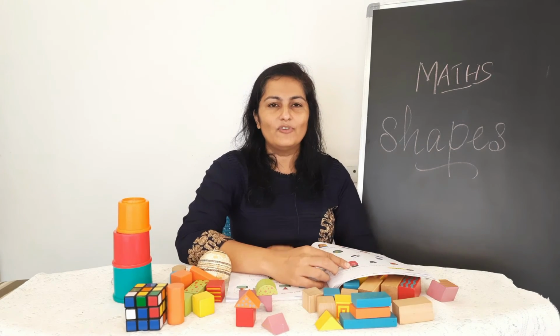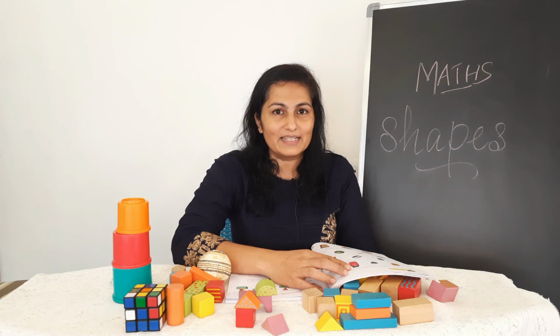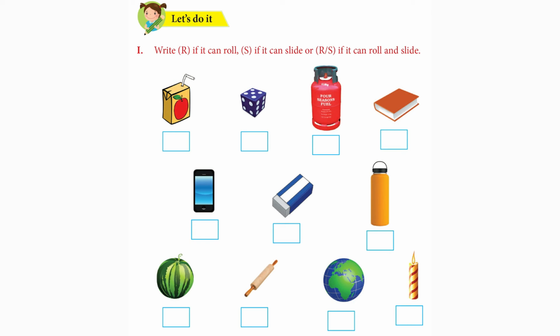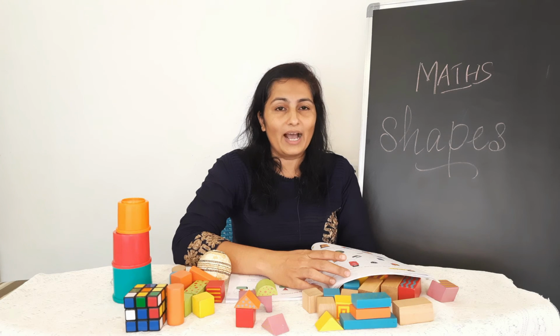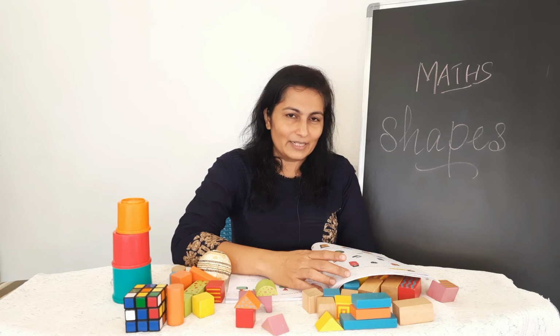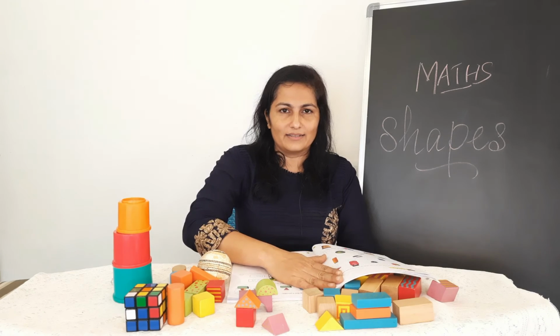There are more fun exercises for you to check whether you have understood 2D shapes and 3D shapes. Write R if it can roll, S if it can slide, or R and S if it can roll and slide. So, you can look at these pictures. Most of them are available in your own house. So, you can experiment and write down your findings. If you need, take the help of your elders.